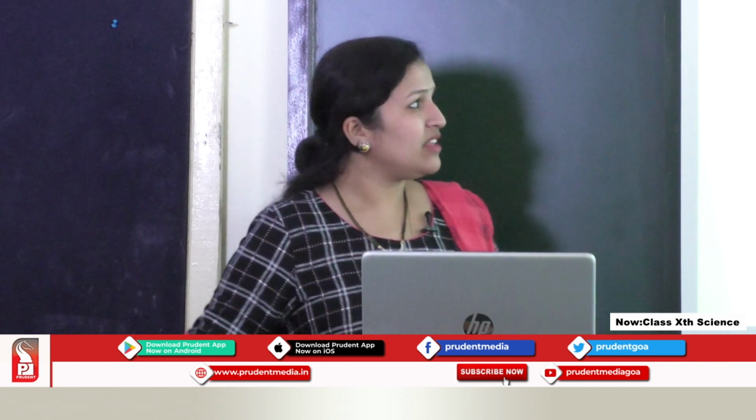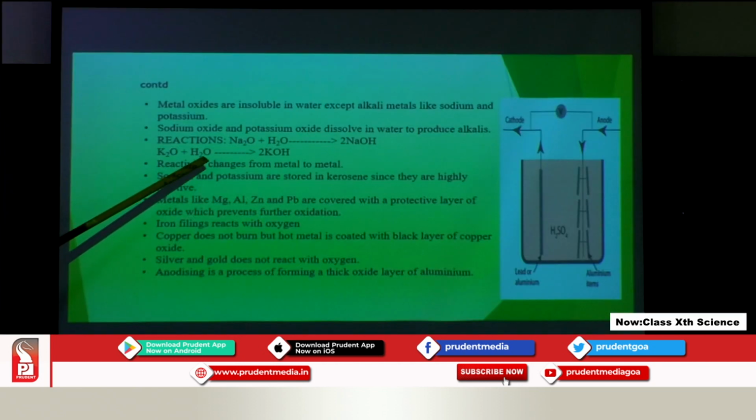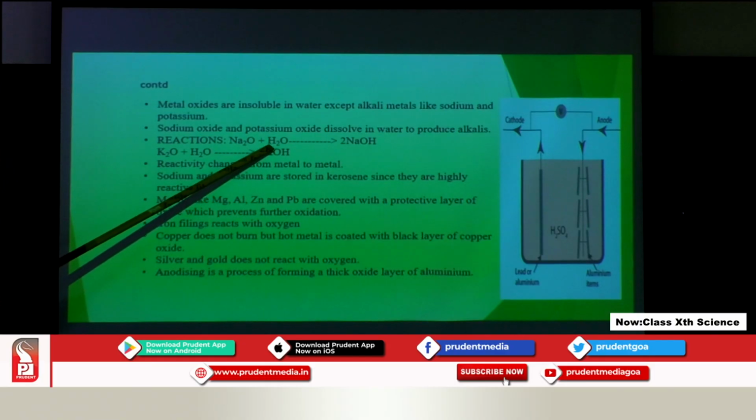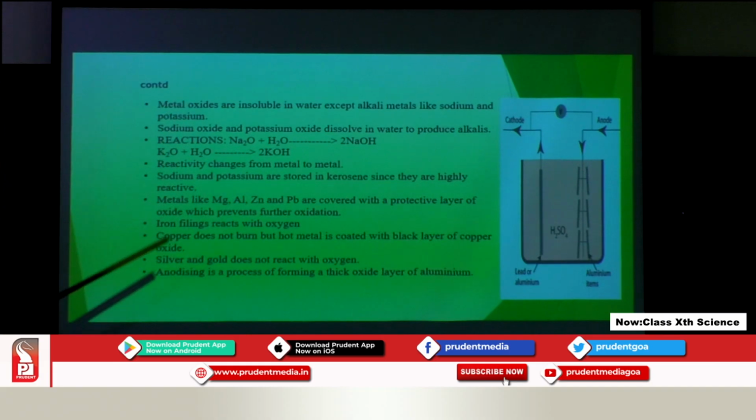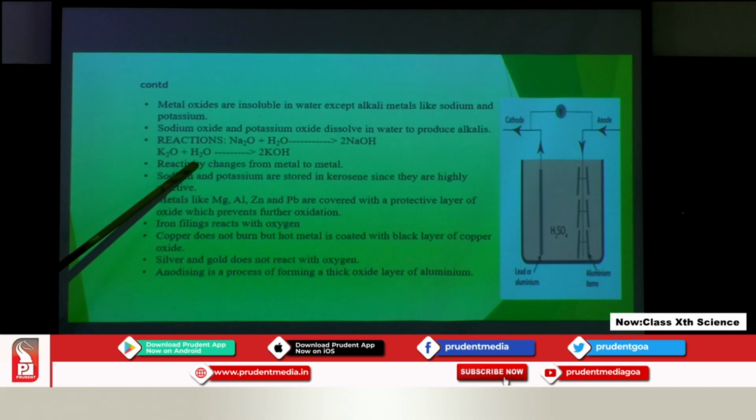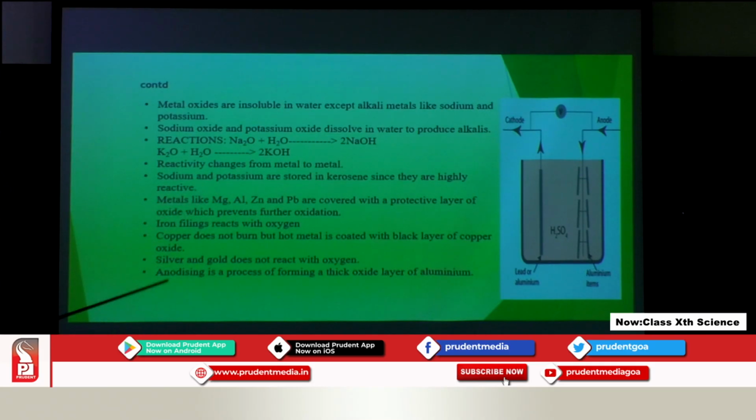Here I have written the reaction: sodium oxide, when it reacts with water, we get NaOH, that is sodium hydroxide, which is an alkali. Why is it an alkali? Because it is formed by dissolving in water. Then potassium oxide, K2O, K is potassium, H2O is water. When potassium oxide is added to water, we get potassium hydroxide. This is also an alkali which is produced.